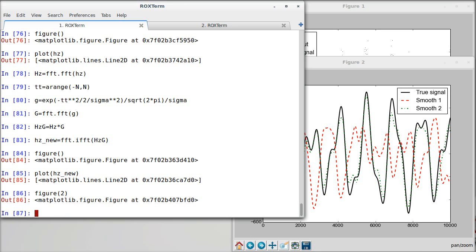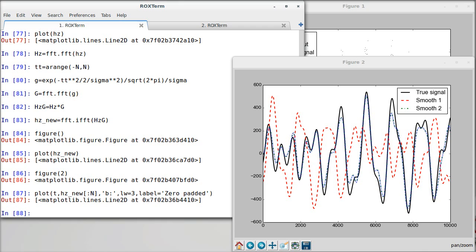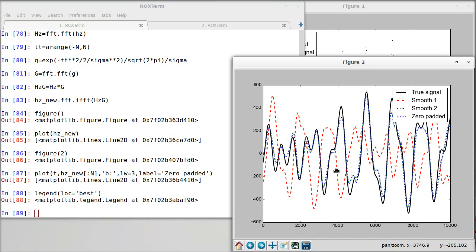So if we go back to figure 2, and plot on here, what do we call this? hz new. Now we can plot the first n of these. We'll make it blue dots, a little bit bigger. We'll call this zero padded. Update the legend. We should see that this falls right on top of the green curve. In fact, it's entirely identical, because that's exactly what convolve is doing.